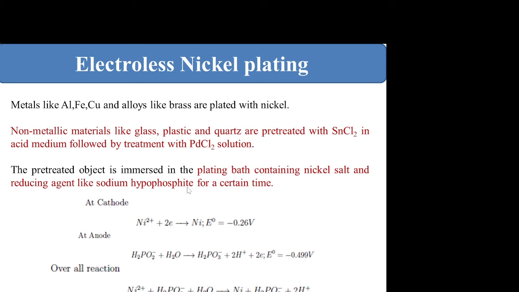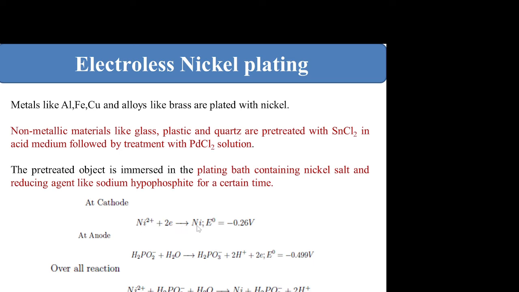Hypophosphorous acid has the formula H3PO2. H3PO3 is phosphorous acid. H3PO4 is phosphoric acid. H3PO2 is hypophosphorous acid. The salt of hypophosphorous acid is sodium hypophosphite, which has to be used here as the reducing agent.